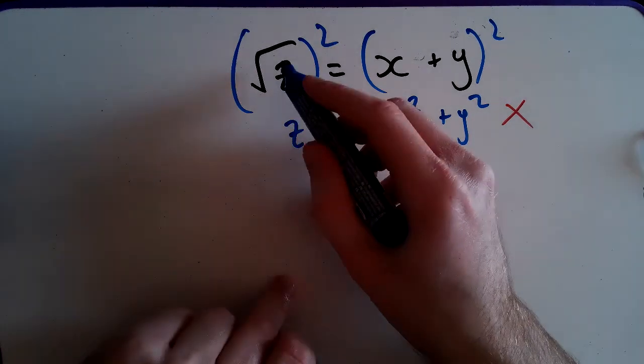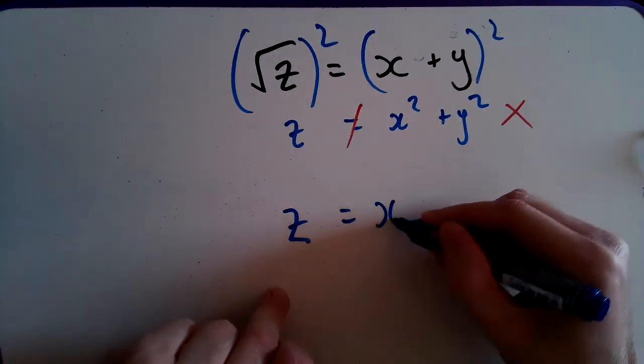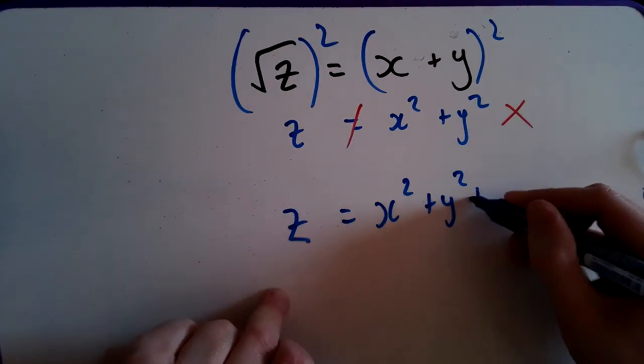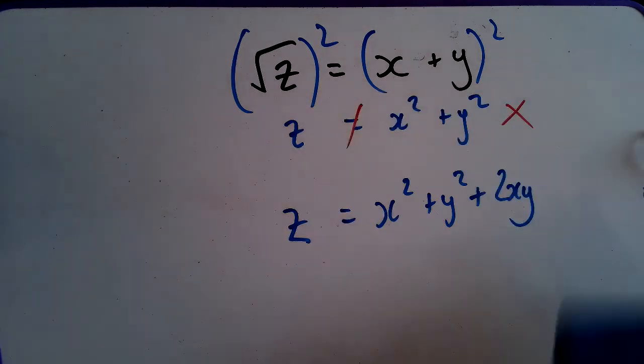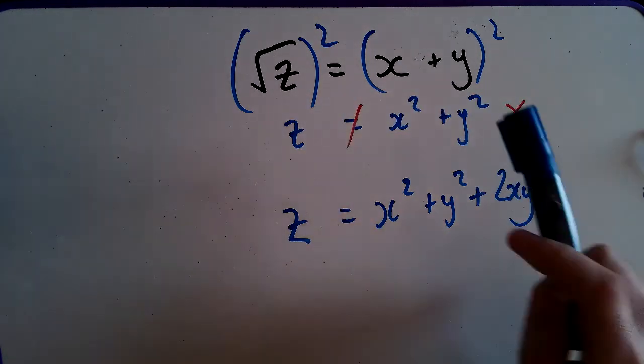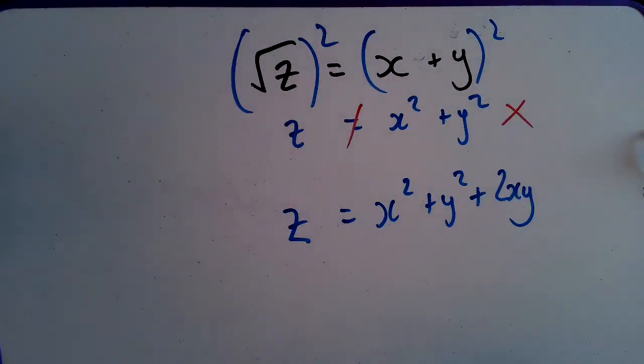So in this case, I would get root z squared is z. This squared, I would expand and get x squared plus y squared plus 2xy. I'm allowed to do that, mathematically that's right. I'm definitely not allowed to square individual terms, only square sides. And the same with square rooting.